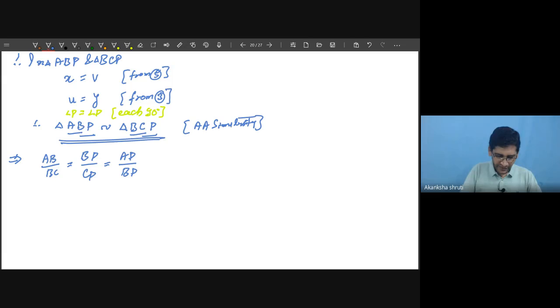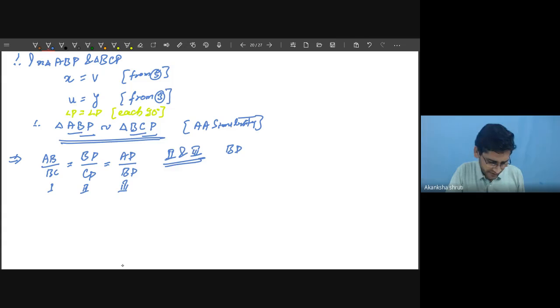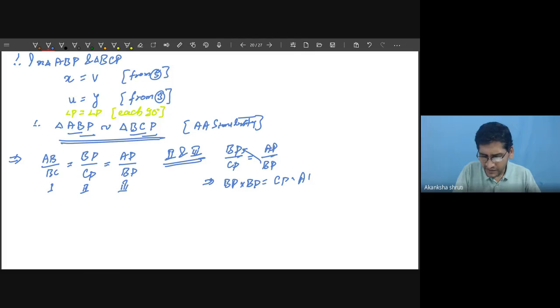Student, if we observe carefully, we are getting something. What are we getting here? Take this as 1, this as 2, this as 3. So from 2 and 3, just rewrite it: BP by CP is equal to AP by BP. Do the cross multiplication. This implies BP into BP is equal to CP into AP. So the left hand side becomes BP square is equal to CP into AP.